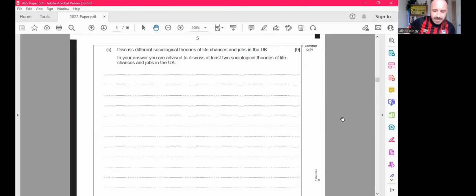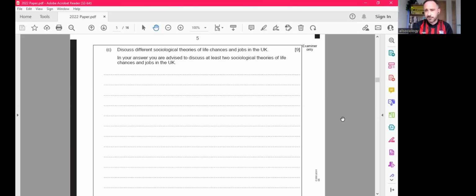So this one is asking you to discuss different sociological theories of life chances and jobs in the UK. Now, for me, the wording of this is potentially a little bit of a banana skin, and I think they've worded this a bit trickily. But what it's basically asking you is, what do different sociological theories say about how people get jobs? So again, it's kind of similar to that previous question. Why do certain people get the best jobs in society?